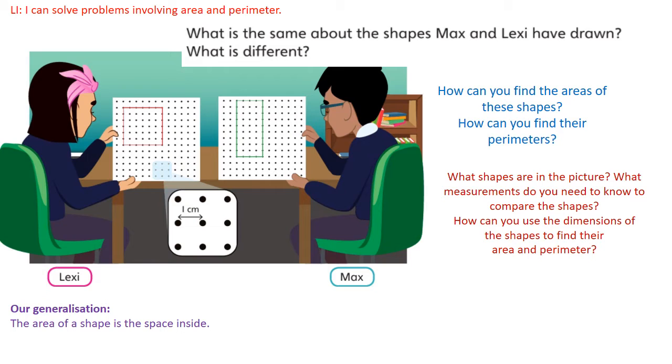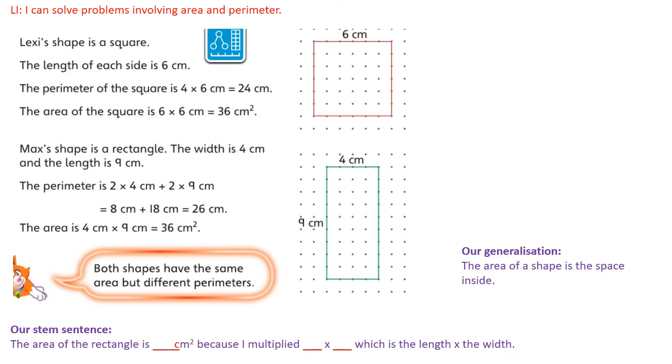So we need to use that information to find our area and our perimeter. Lexi's shape, we know, is a square. So that means that each side is 6 centimetres. There are 4 sides in total, so that would be 6 plus 6 plus 6 plus 6. Or alternatively, instead of doing repeated addition, we can do 4 lots of 6, or 4 times 6, which is 24 centimetres. So that's the length round the outside.